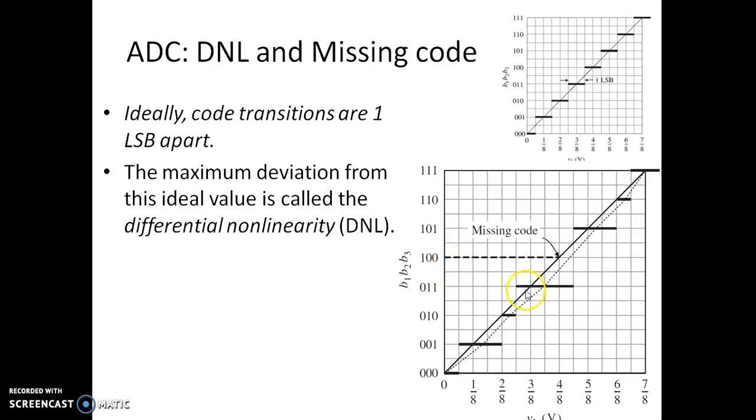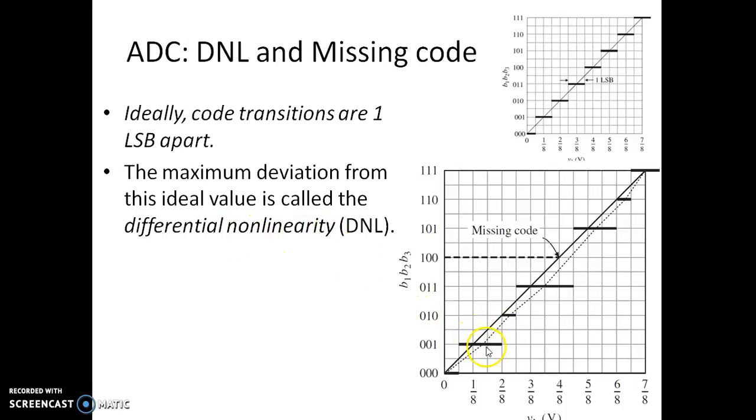as you can see in this particular typical example, there is a code transition happening at this point. The next point is happening over here. Now the length of this code is not actually 1 LSB. It is more than 1 LSB. So here you can see it is less than 1 LSB. Here it is almost 2 LSB. Now the maximum deviation from the ideal value is called as differential nonlinearity.